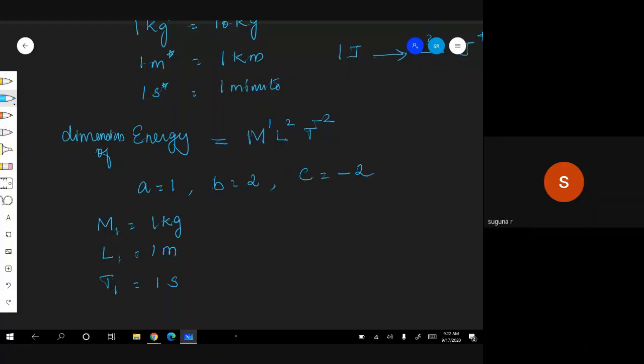Therefore, what is M2? Which unit do you have to convert to? It is 1 kilogram star, not gram. So far we were doing MKS to CGS, now it is new. L2 is equal to 1 meter star, and that is 10 grams. T2, and M2 is equal to 10 kilograms.